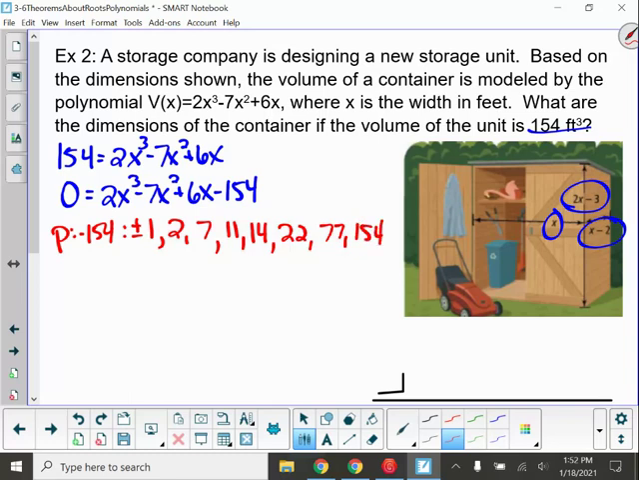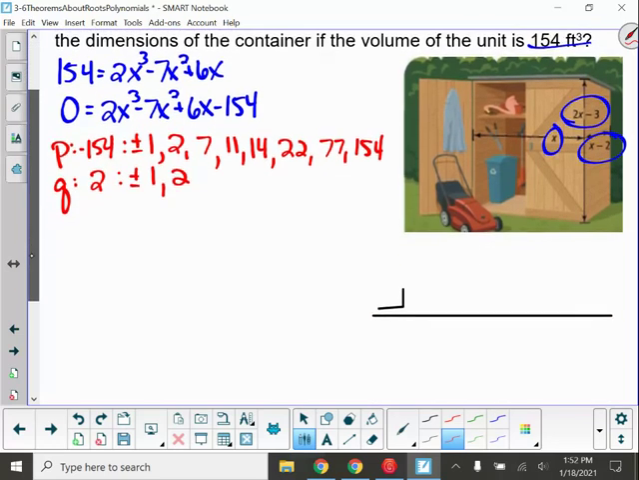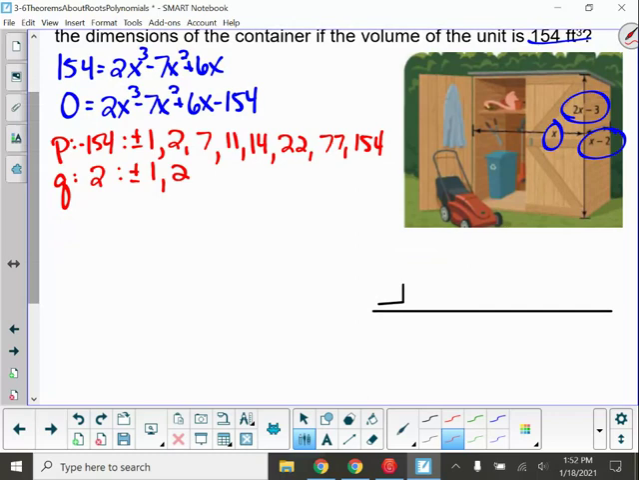And yes, you would have to go through and just divide to make sure that you didn't miss any of those factors. My Q term is 2. That's a little bit easier. My factors are going to be 1 and 2, both with plus minuses. So now I have to go through and list all the repeated values for P over Q.